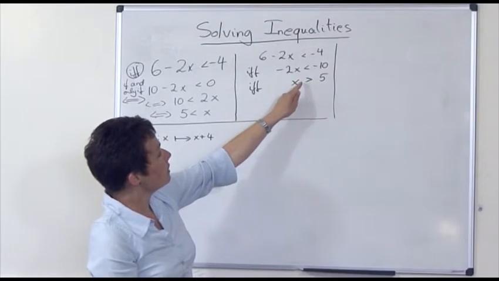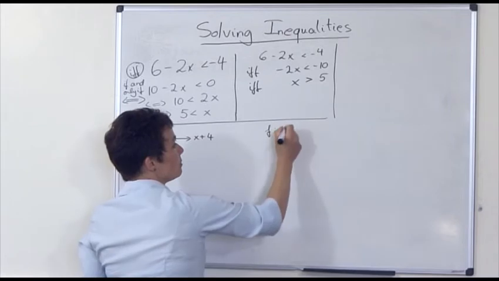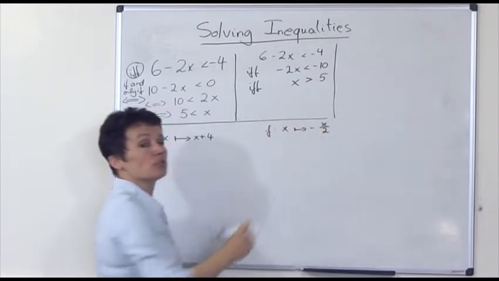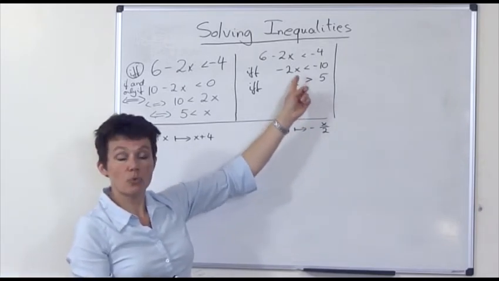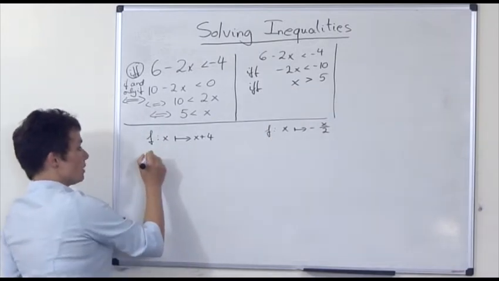We applied the function f, well, we divided by negative 2. That means we applied the function x goes to negative x over 2 to both sides of the equation. What is it about this function that forces us to switch around the inequality symbol? Well, let's just draw a little graph here.